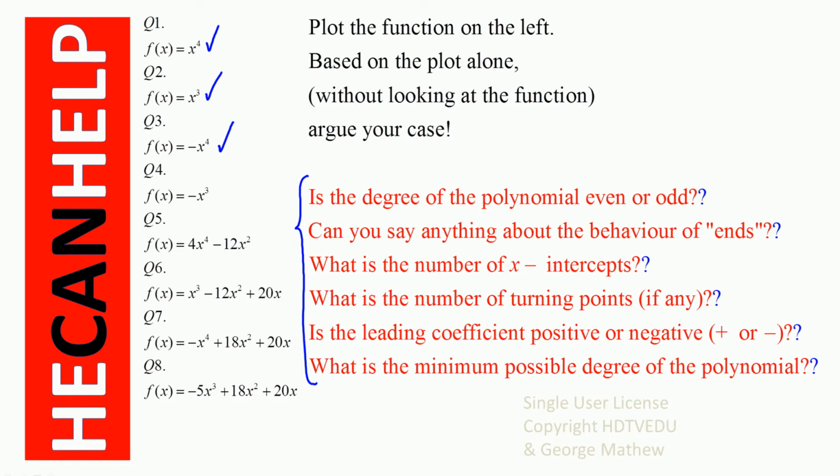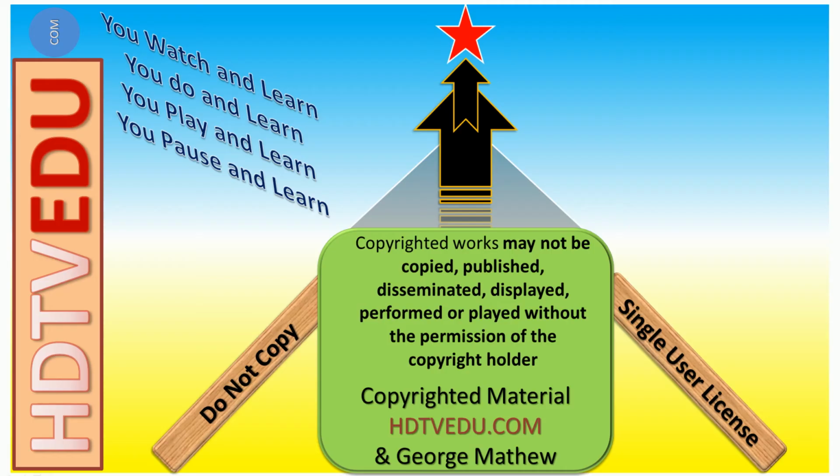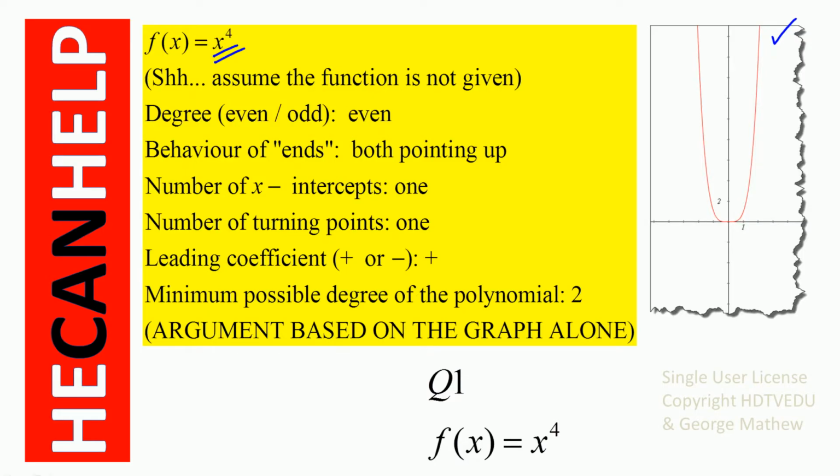Can you say anything about the behavior of the ends? What is the number of x-intercepts? What is the number of turning points, if any? Is the leading coefficient positive or negative? What is the minimum possible degree of the polynomial? X to the power of 4, when we plot it, we get that.